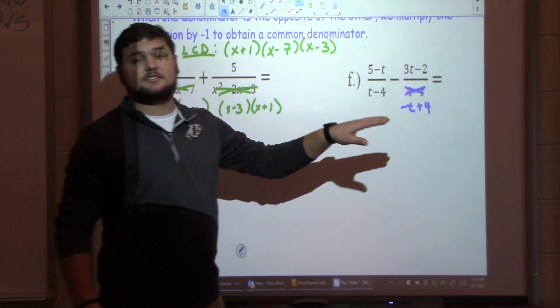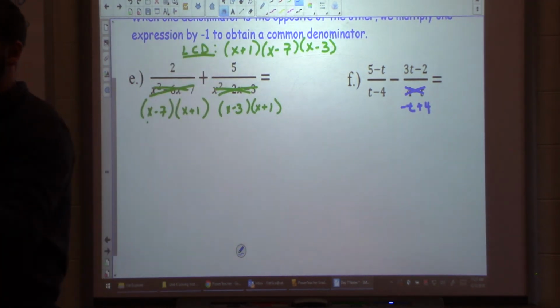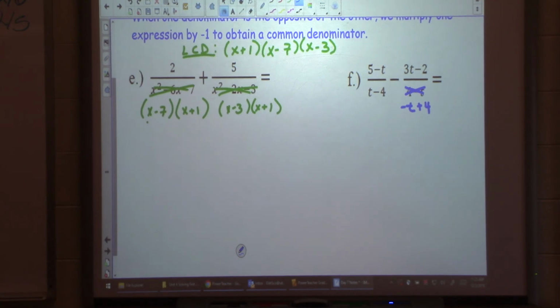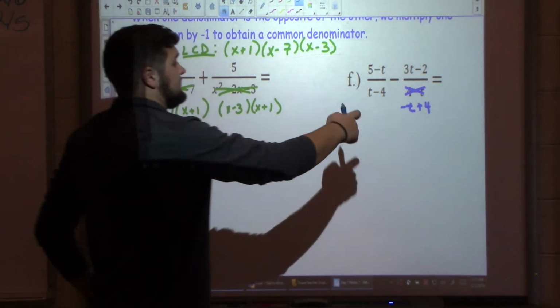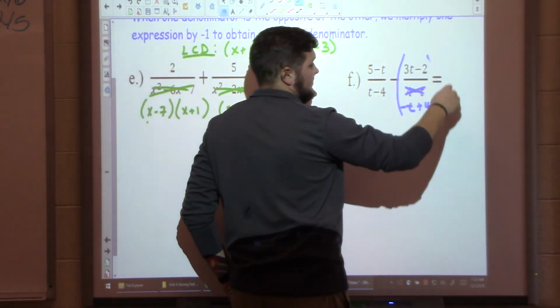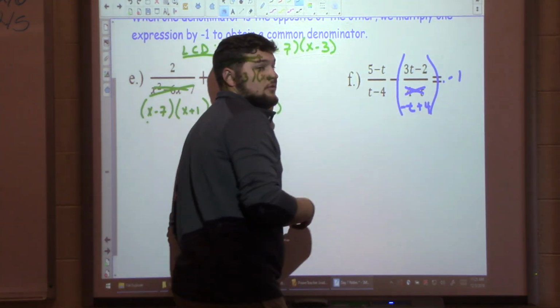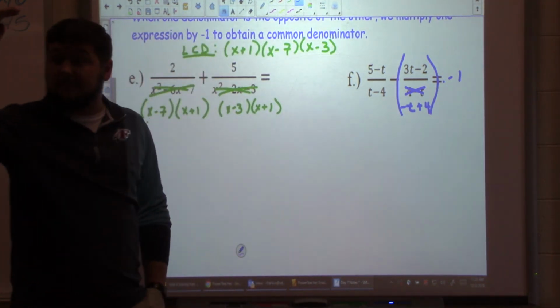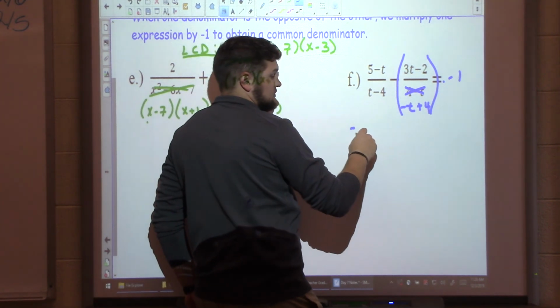If you come across this, where your denominators are just the opposite signs of each other, all you need to do is multiply one of your fractions by negative 1. That's all you have to do. Because then, look what happens. If I multiply this second fraction, this whole thing, by negative 1, remember what I do to the bottom, I have to do to the top. My first one stays the same.